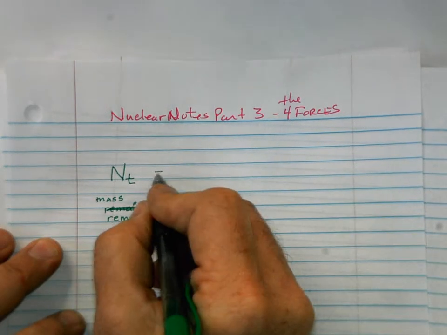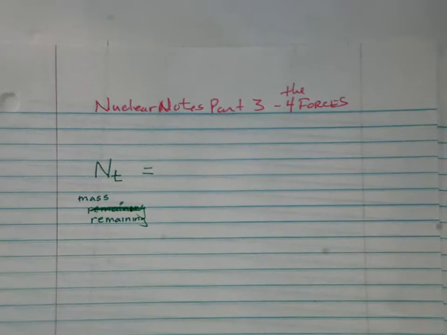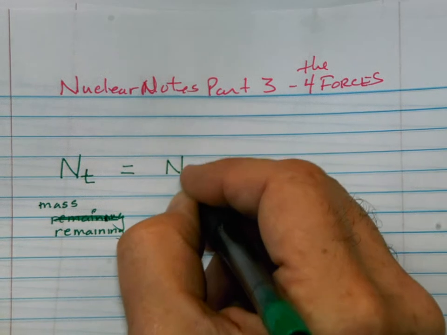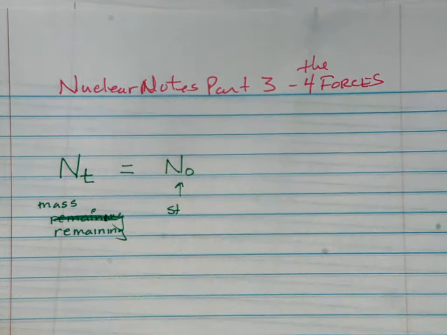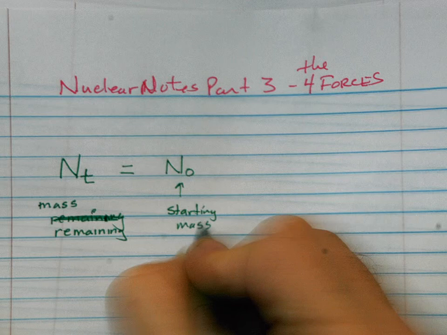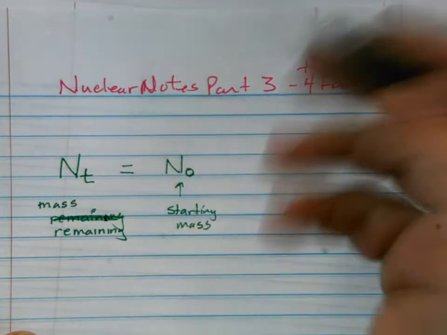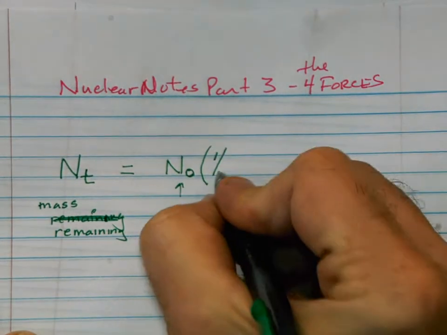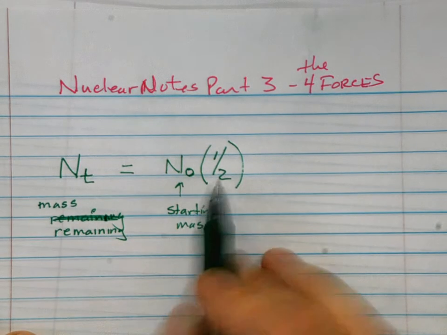So the amount of mass remaining can be found with an equation where you need to know the starting mass. Let me zoom in here so it's a little bit bigger. The symbol for starting mass is going to be N sub 0. Maybe it's like 100 grams of material, the starting mass of your material. N sub 0 is the mass at time 0. Now let's put some parentheses here. We need to multiply that by a half. So the mass remaining is the starting mass, N sub 0, times a half.